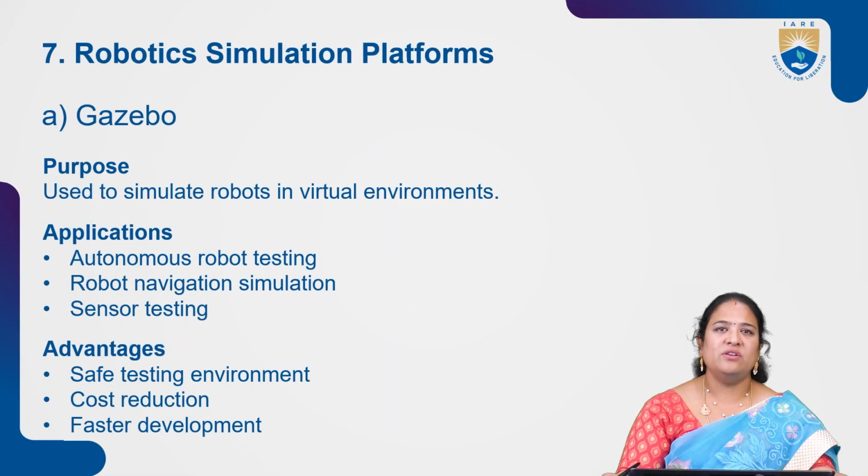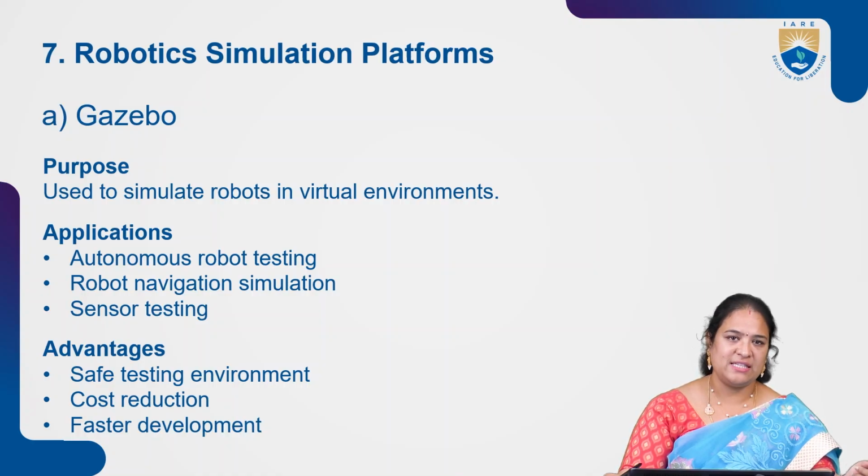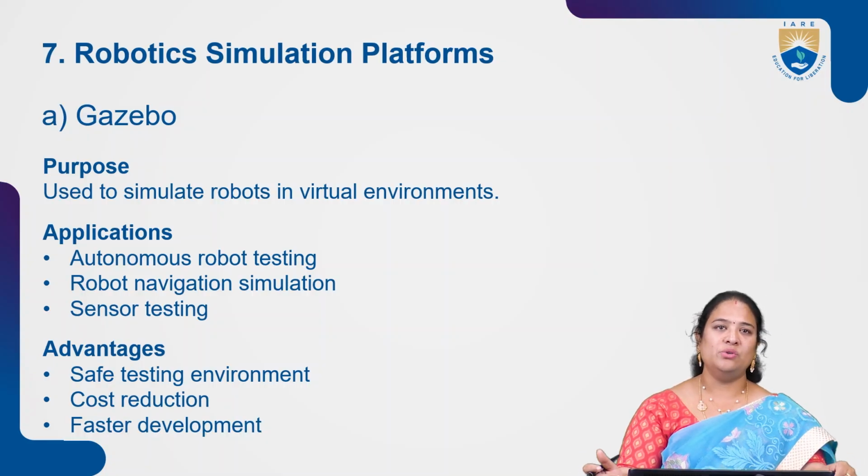The seventh one is the robot simulation platform, in which Gazebo plays one of the major roles. The major purpose is to simulate the robot in a virtual environment. When we come across the virtual environment, we use Gazebo. It is used for sensor testing, for navigating the robot simulation, or for testing the robot autonomously. The major advantages of using Gazebo are a safe testing environment, cost reduction compared to the others, and it is faster to develop.